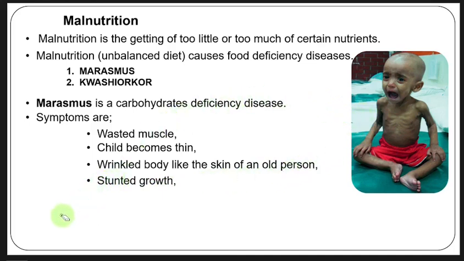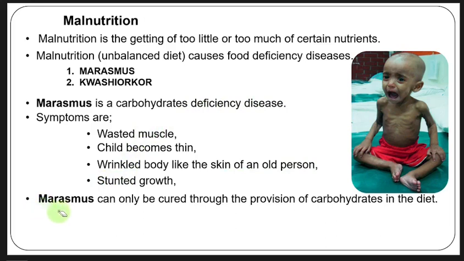All right, so marasmus can only be cured through the provision of carbohydrates in the diet. This baby is likely to recover if the diet provided contains more carbohydrates as well as a small amount of proteins.